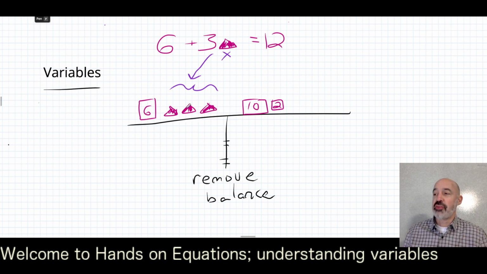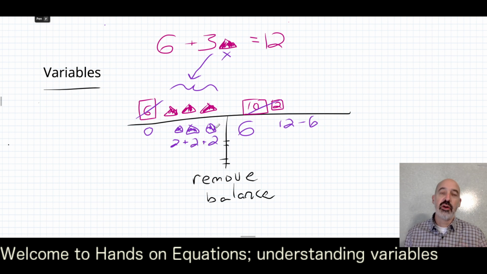So now we have 6, 3 pawns, and then 12, which is expressed as 10 plus 2 here in Hands-on Equations. So I can remove from both sides the 6. That 6 becomes 0. 12 minus 6 becomes 6. So I've got 3 pawns equals 6. And this again is the idea where your student should be able to think logically that each of these pawns has to be 2, because 2 plus 2 plus 2 equals 6, and pawns are always worth the same amount in each problem. So this is one way to figure it out, and it's more intuitive than just trying to get your child to see this.